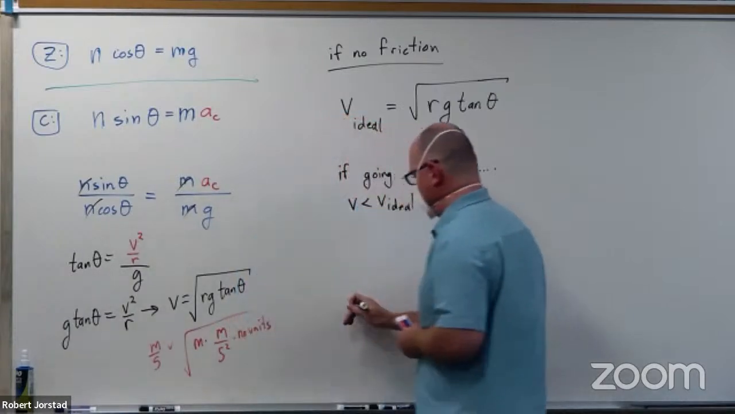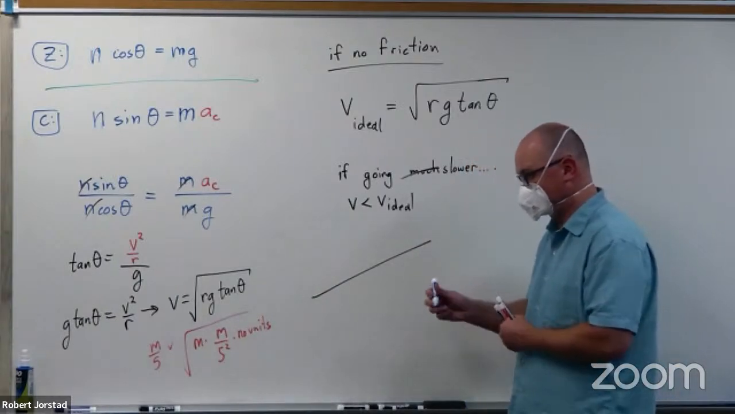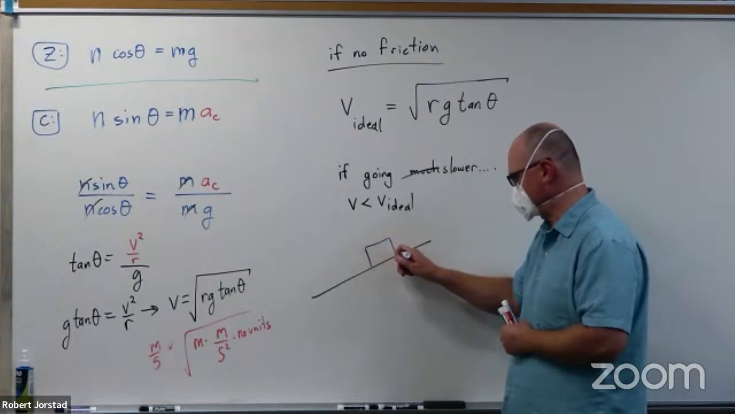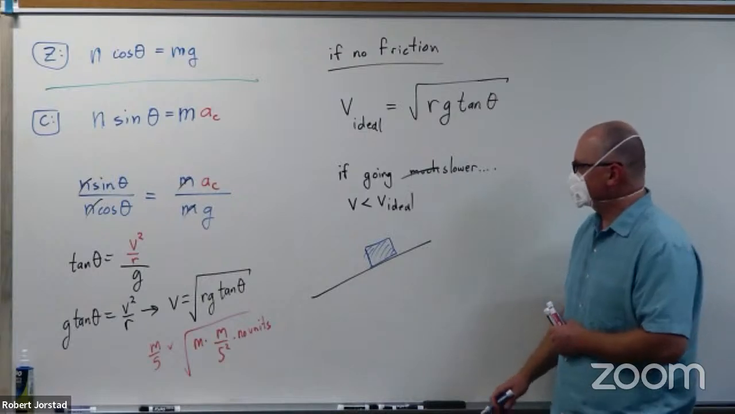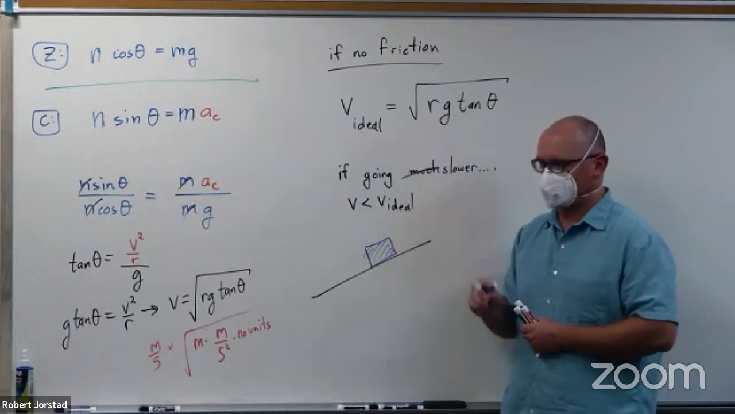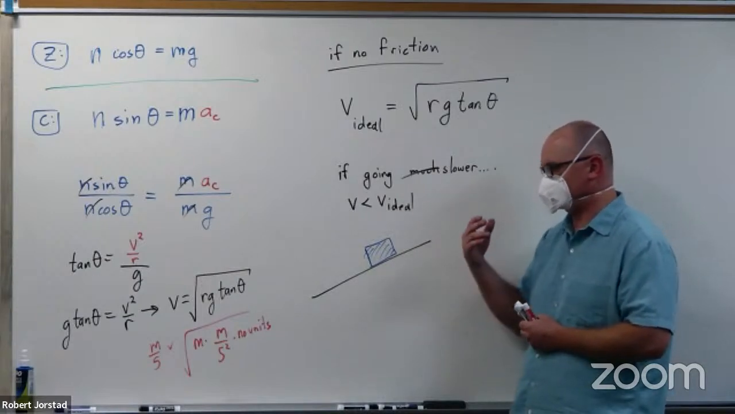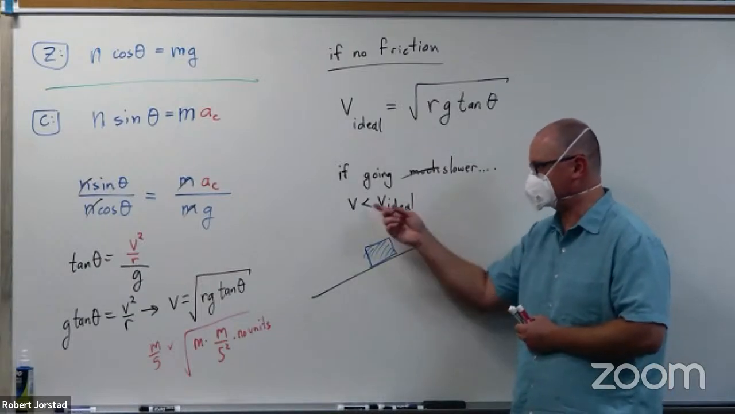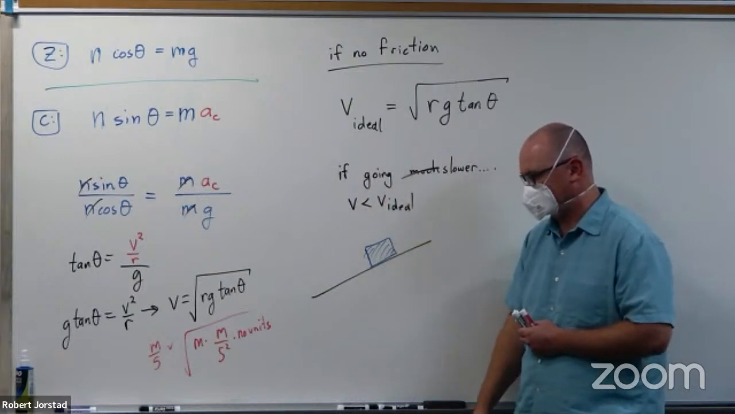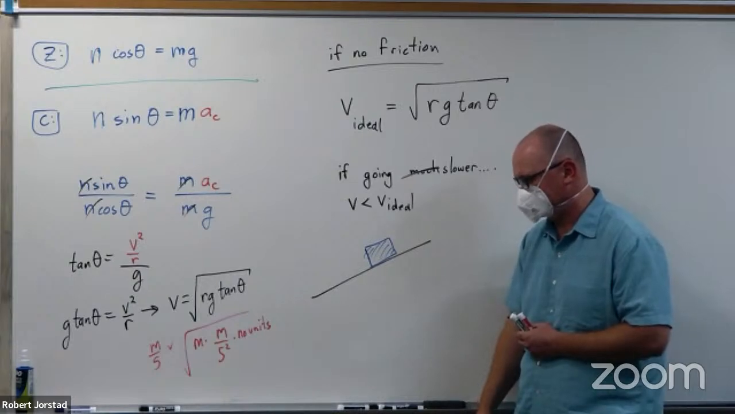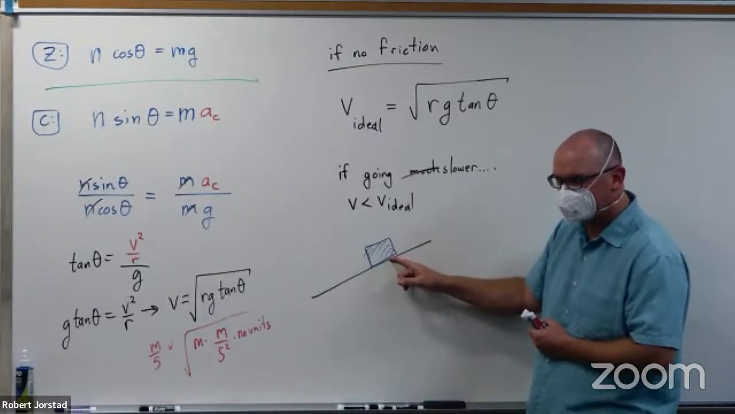If you're going slower than the ideal speed, this is what Alan was saying is critical for your ability to do these problems successfully. So let's listen up. What's a slower speed than 50 miles an hour? Let's say the ideal speed was 50 miles an hour or 20 meters per second, right? What's the easiest number that's less than that? 10. If you were at rest, which way would friction point?